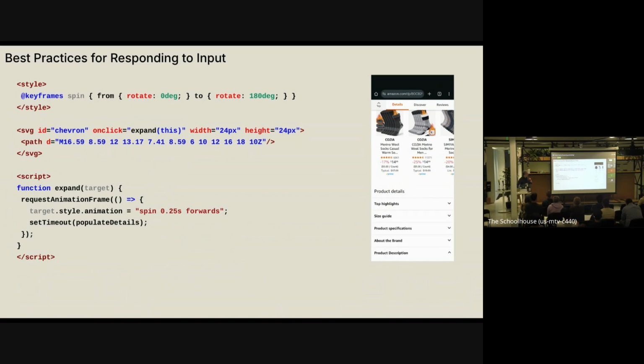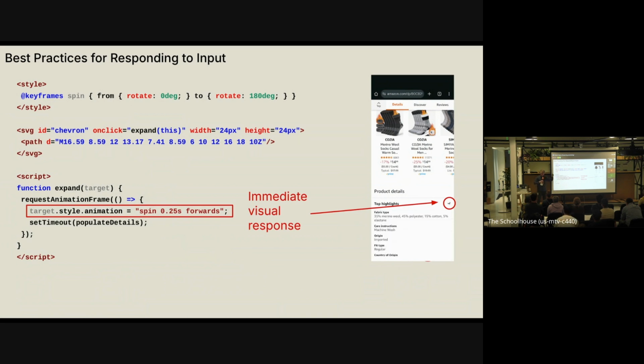And you will notice that the input response is split into two phases. In the first phase, we start the animation on that little chevron indicator. We do that as soon as possible. The next rendering opportunity is requestAnimationFrame. Because the property being animated is rotate, that is a property we can animate on the compositor. So this animation, once started, will animate smoothly on the compositor no matter what the main thread is doing, even if the main thread is blocked. However, crucially, it can only start by going through this main thread code.